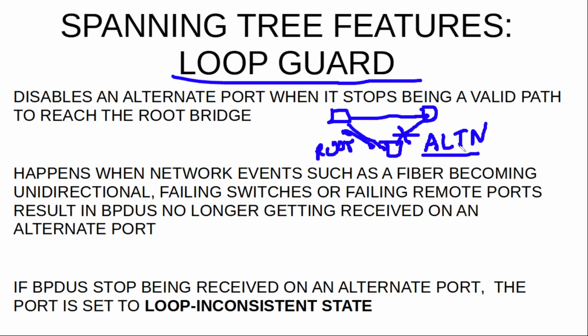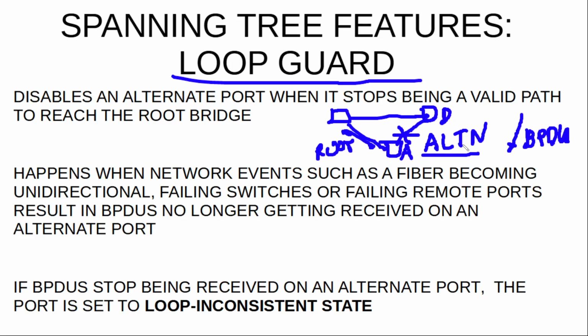And this alternate port, when everything is working correctly, is continuously receiving BPDUs from this other distribution switch. Every 2 seconds this distribution switch is sending BPDUs to your access switch. And the alternate port is considered to be healthy because everything is working normally.